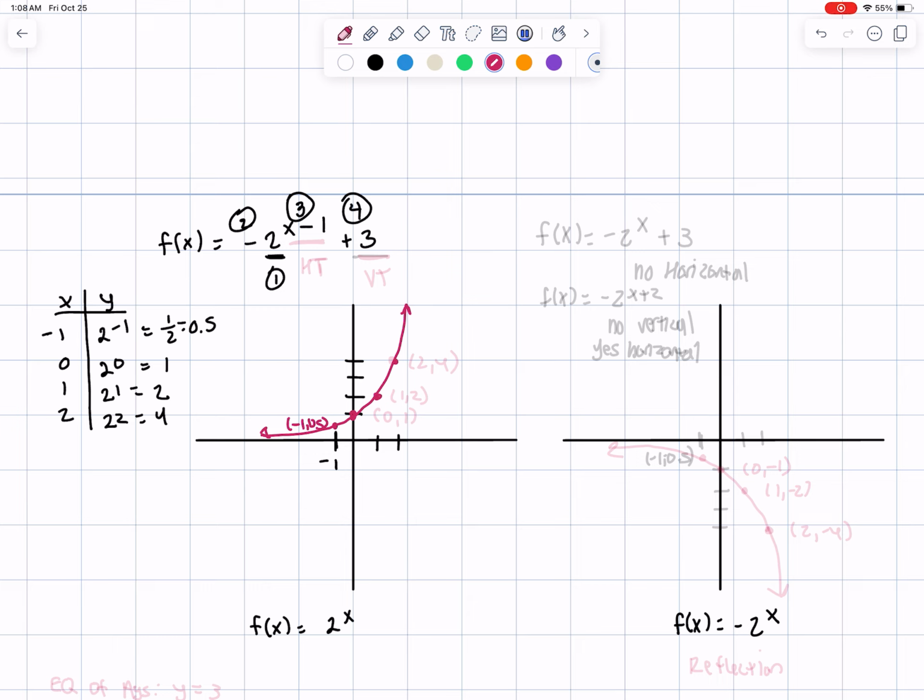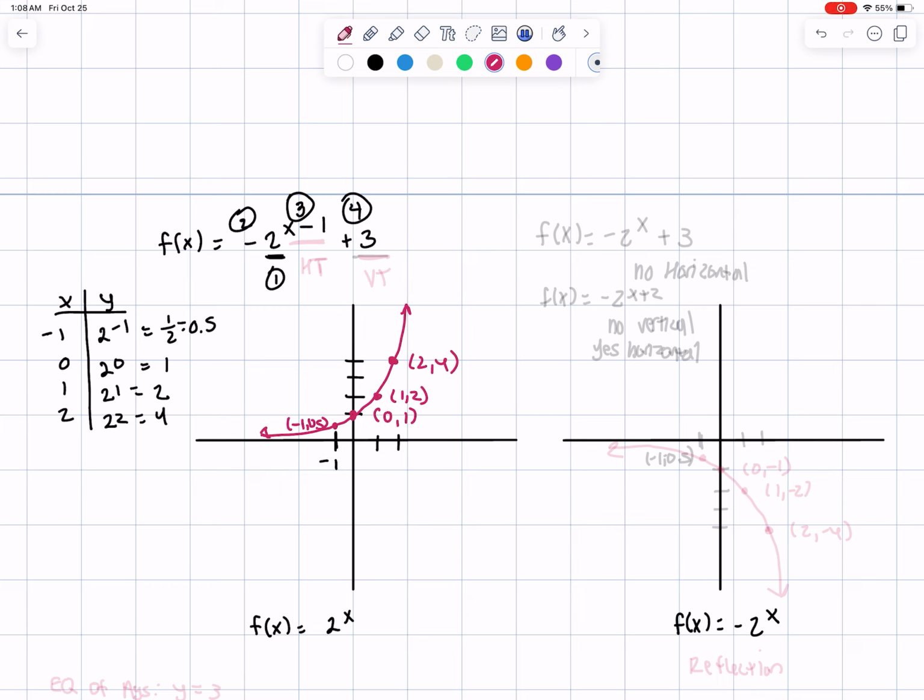So let's double check our points. We had -1, 0.5, good. Then we had 0, 1. And then we had 1, 2. And then 2, 4. So this is our first graph.